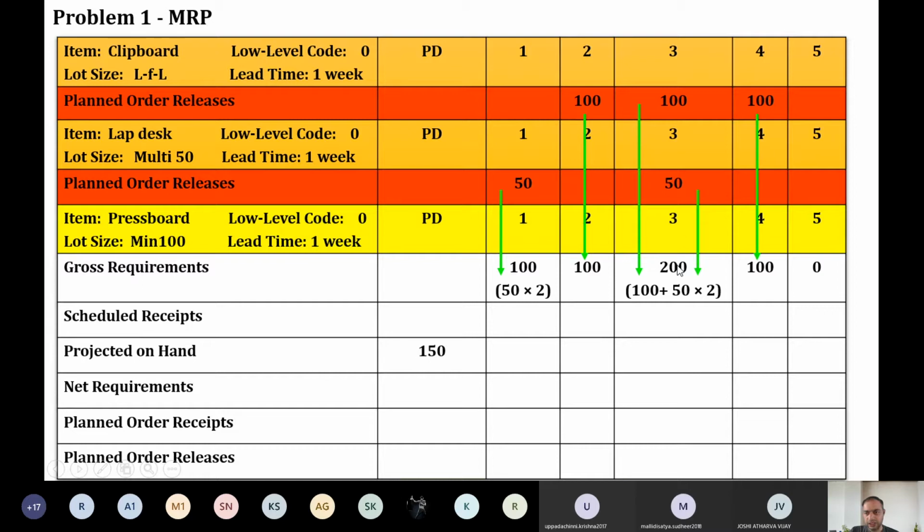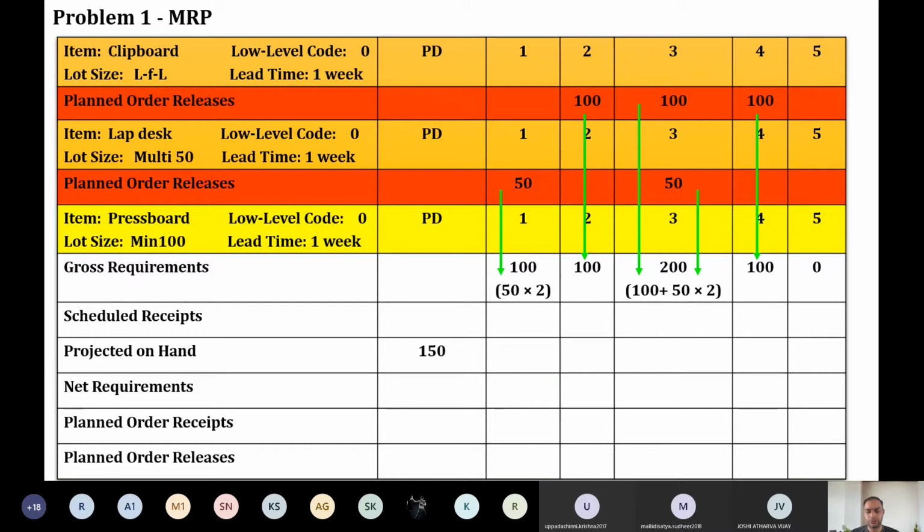In case of the third week, 100 press boards for 100 clipboards, plus 50 into 2, because a lab desk requires 2 press boards. So 50 into 2 is 100, plus for the clipboard we require 100 press boards. So 100 plus this 100 will give you 200. Next, in the fourth week, we are going to manufacture 100 clipboards.